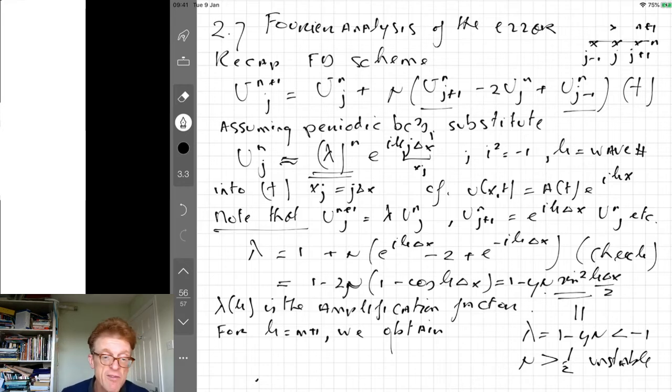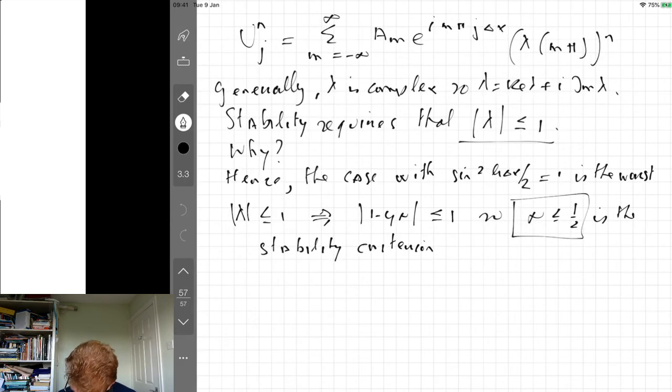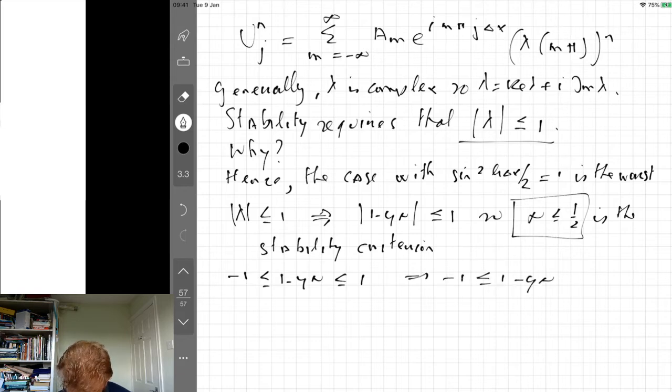With mu is half, meaning that lambda is -1, so the modulus of lambda is 1. So basically we looked at the case -1 less or equal than 1 minus 4 mu less or equal than 1. So -1 less or equal than 1 minus 4 mu. So mu less or equal than half is the stability criterion.